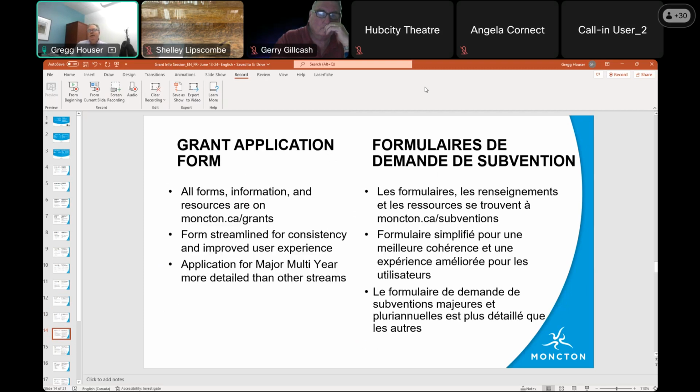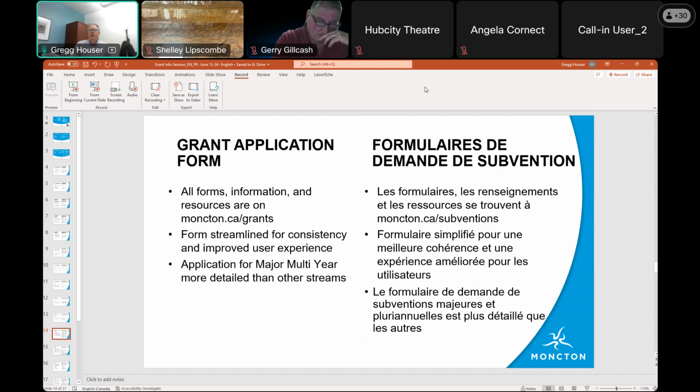So I'd like to go a little bit into the grant application form that will be online next week and highlight some things. And keep in mind, this presentation is available for you to refer to as you're looking through and building the application. These are the important factors that we talk about when you're completing that application. So basically, all the forms, information, and resources on grants are streamlined for consistency to make it easier for yourself.